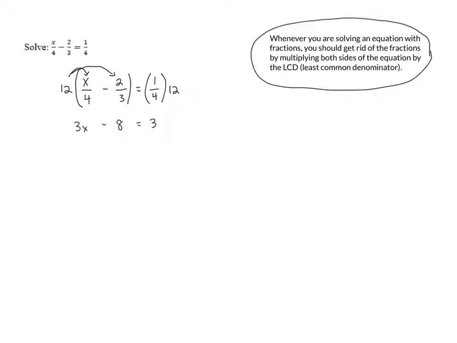Now, we want to continue solving for x. To do that, we're going to add 8 to both sides to get rid of that negative 8. When we do that, that gives us 3x on the left, and 3 plus 8 is 11 on the right. And then to get x alone, we divide both sides by 3. We end up with x on the left, and 11/3 doesn't reduce, so that ends up being our final answer. x equals 11/3.